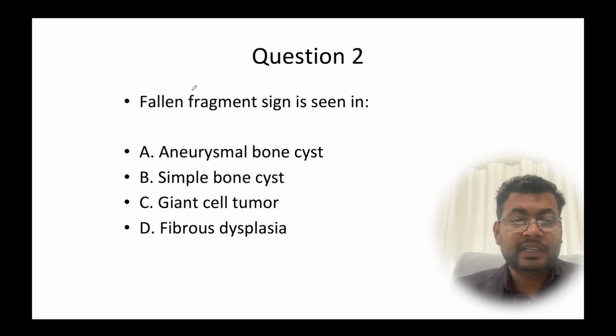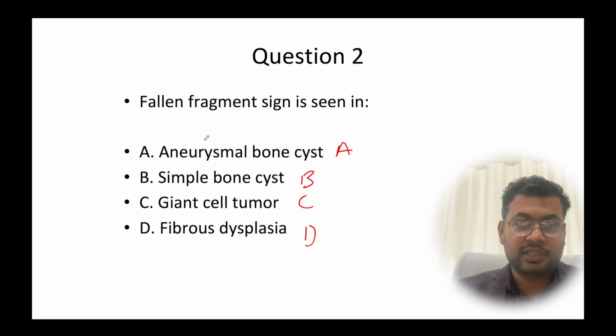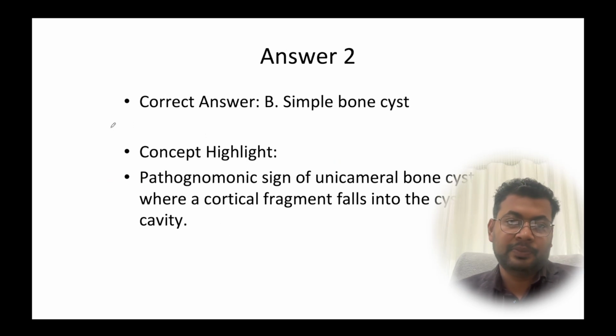Pollen fragment sign is seen in A. Aneurysmal bone cyst, B. Simple bone cyst, C. Giant cell tumor, D. Fibrous dysplasia. So this is a pathognomonic sign of a simple bone cyst. So answer is B. Simple bone cyst.